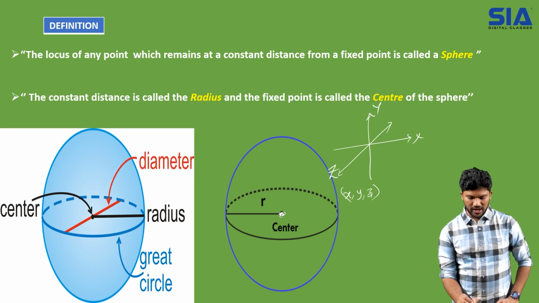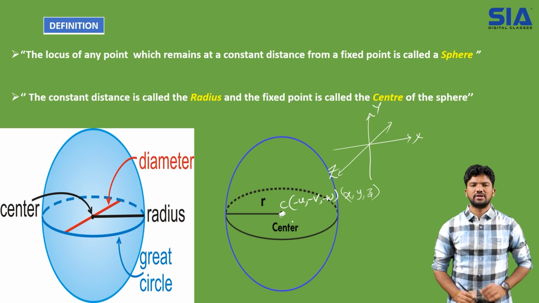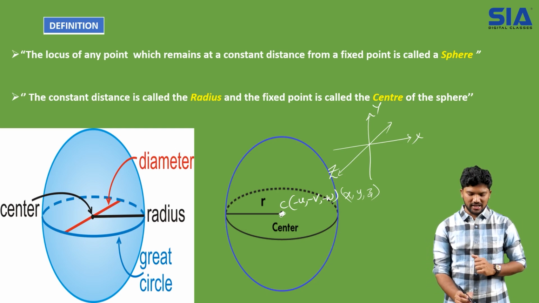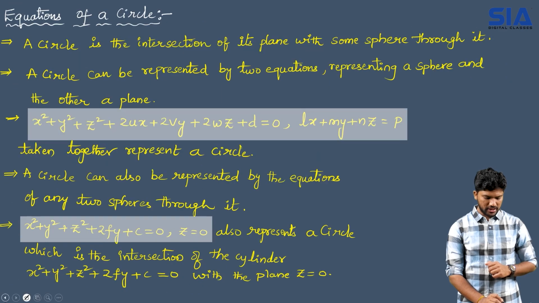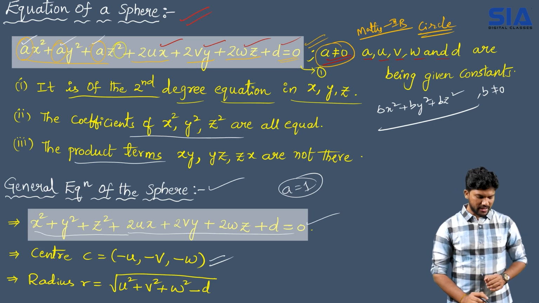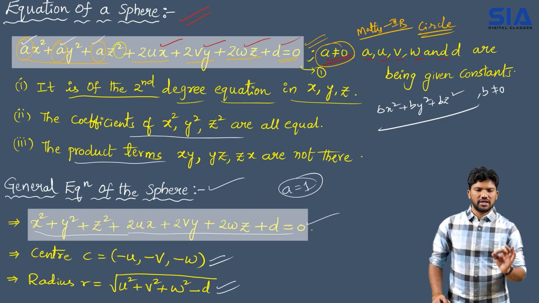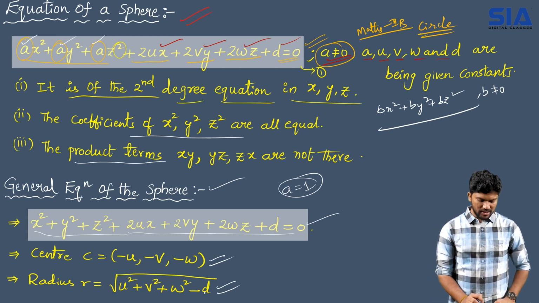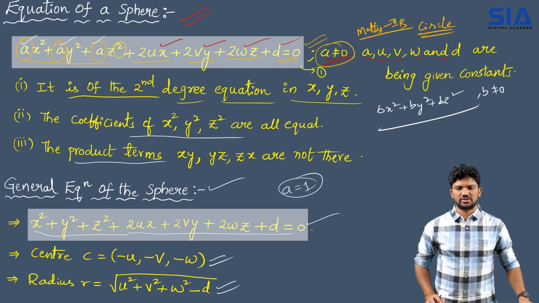Like that, we also have the center coordinates. The center we can indicate with capital C. So the center coordinates are minus u, minus v, minus w. These are the coordinates of the center of the sphere. Next, the radius of the sphere: small r is equal to the square root of u square plus v square plus w square minus small d. This is the radius of the sphere. You have to remember these two equations.